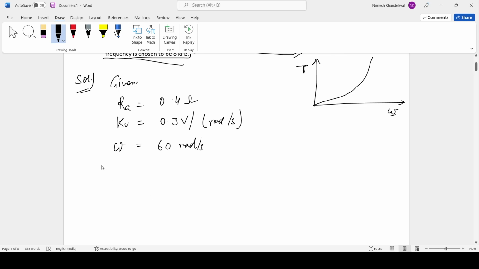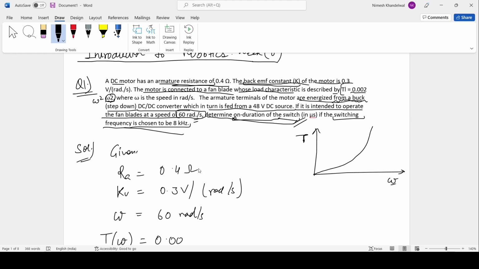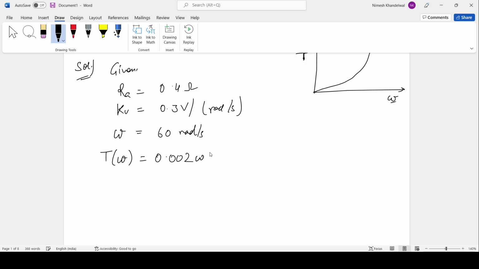And the load torque characteristic, T as a function of omega. We have seen above, it is 0.002 omega squared. If I just quickly put the given omega here, it comes out to be 7.2 Newton meter of torque. This is how much load is there on the motor for the given operating speed of the motor.